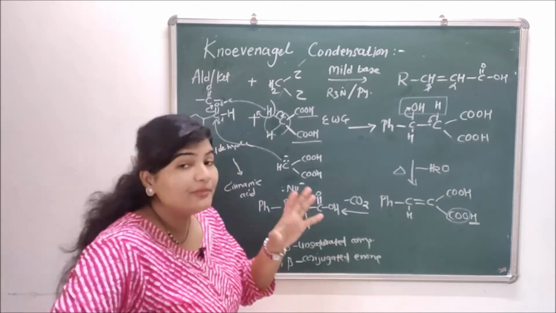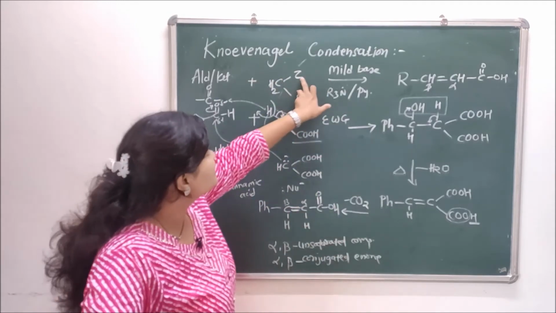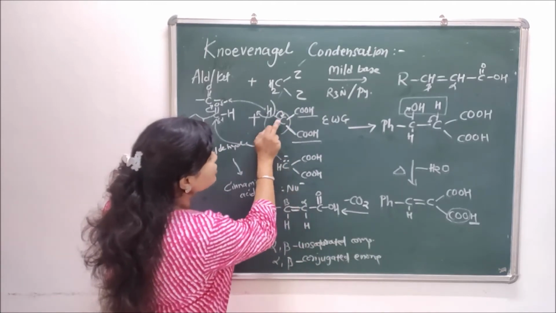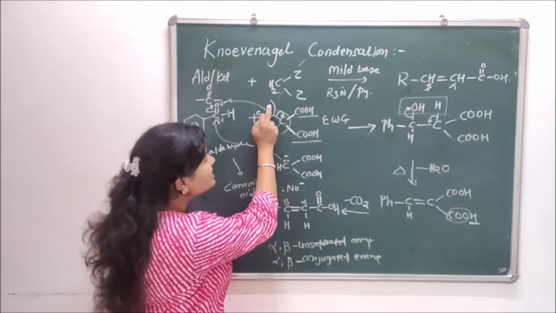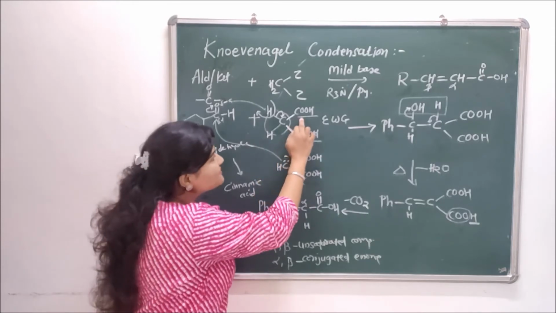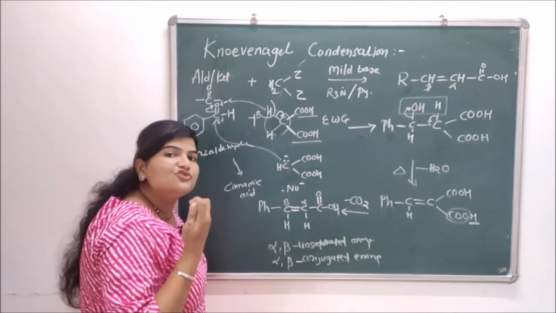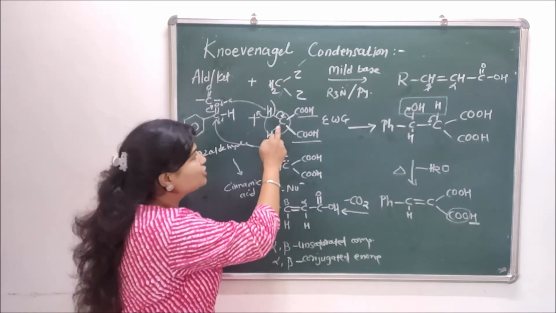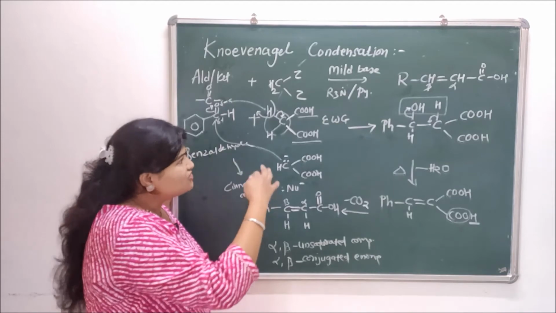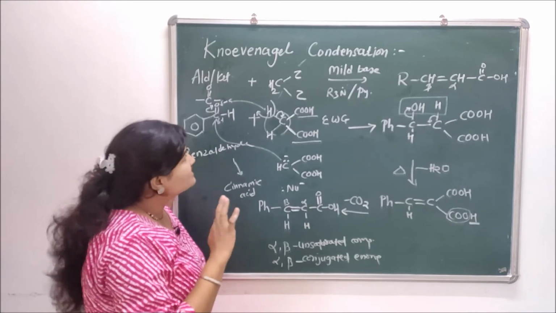Second thing, you should be selecting your active methylene group wisely. Why? Because if these Z groups are not strong enough to allow the deprotonation of this carbon, see, this carbon is deprotonated, in turn creating a nucleophile. And why this is possible? Because of these two electron withdrawing groups, these two Z groups, right? So these electron withdrawing groups should be strong enough to allow the easy deprotonation of this carbon, making the formation of nucleophile easier. And once your nucleophile is formed, it will go and condense with the aldehyde which you are dealing with. Okay, this is one thing.